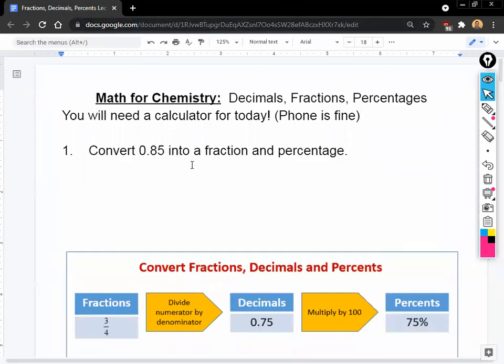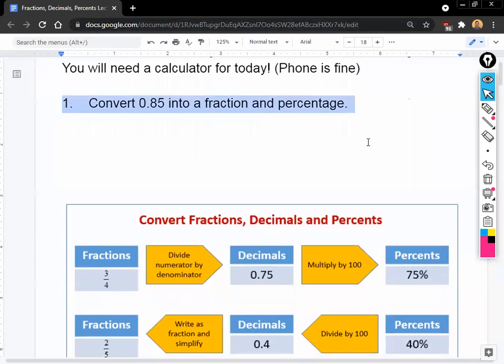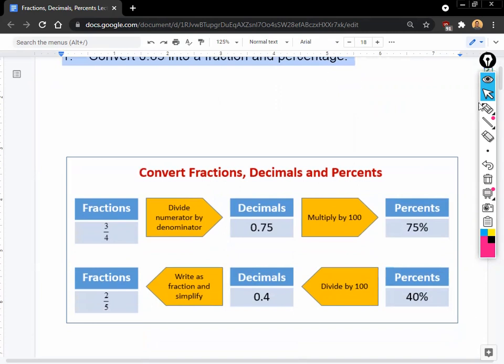Okay, so the first thing we're gonna do is convert 0.85 into a fraction and a percentage. If you notice, today's lecture is called fractions, decimals, and percentages, because those are the three different types of notation we're gonna be looking at. We're gonna look at 0.85, and I have this little cheat sheet for you. Obviously 0.85 is a decimal, and we're going to turn it into a percentage and a fraction. Let's do percentage first, just because it's easier.